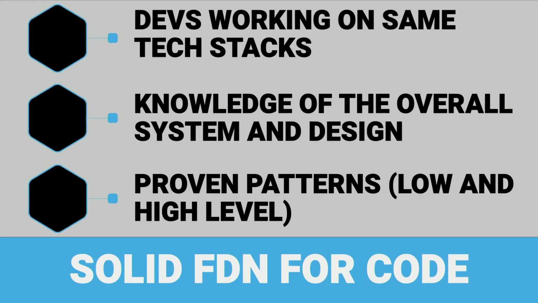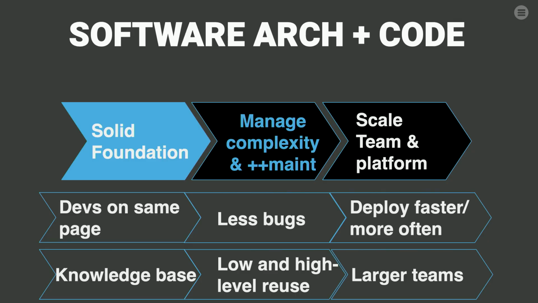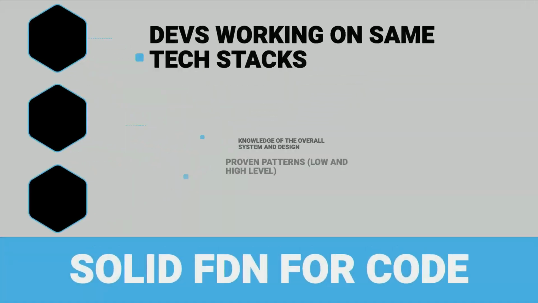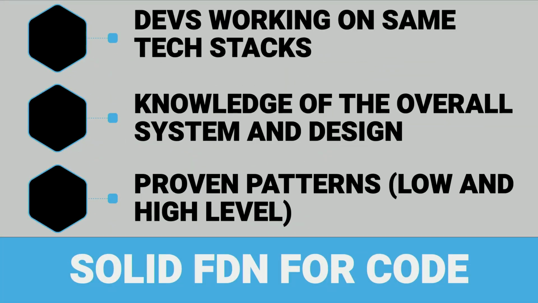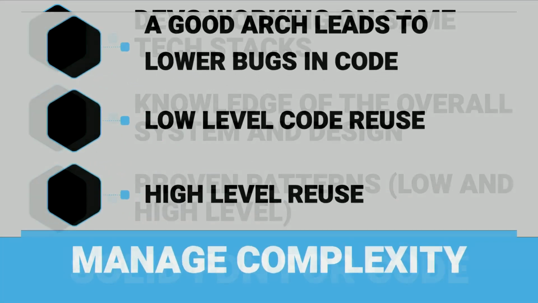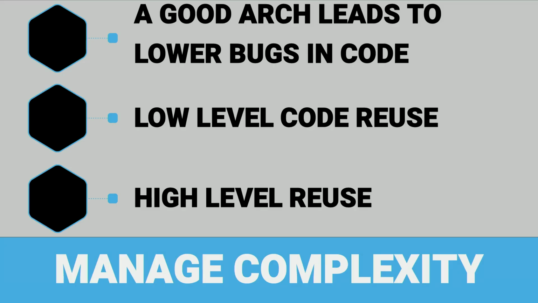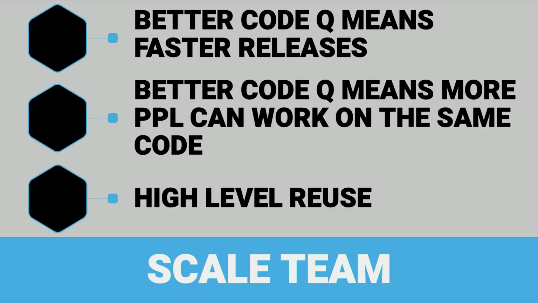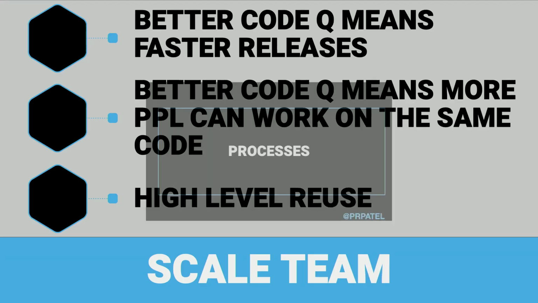All right. So we've already talked about this stuff. This is just a drill down to make sure I didn't forget about the different points for those segments that we talked about. We can have people working in the same stack, knowledge of overall system and design, managing complexity. Good architecture leads to less buggy code. It gives you better reuse. And then scaling a team: better code quality means faster releases and also better reuse.